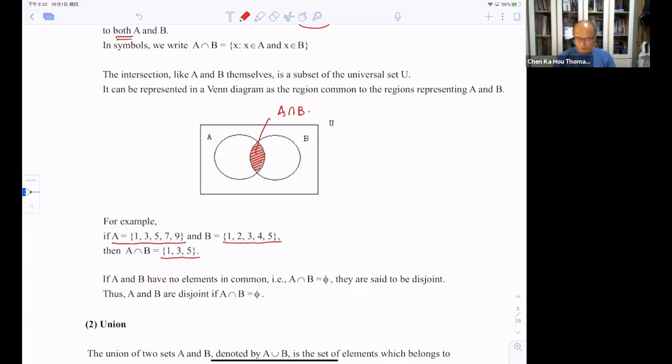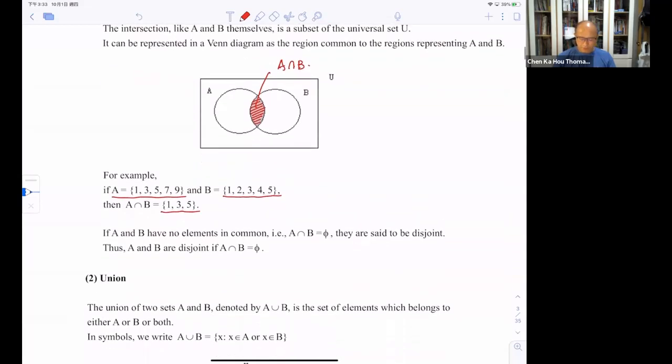But if A and B have nothing in common, we say that they are disjoint. Disjoint. Nothing in common. So A and B are disjoint if you try to find the intersect, but there is nothing. You find only an empty set.